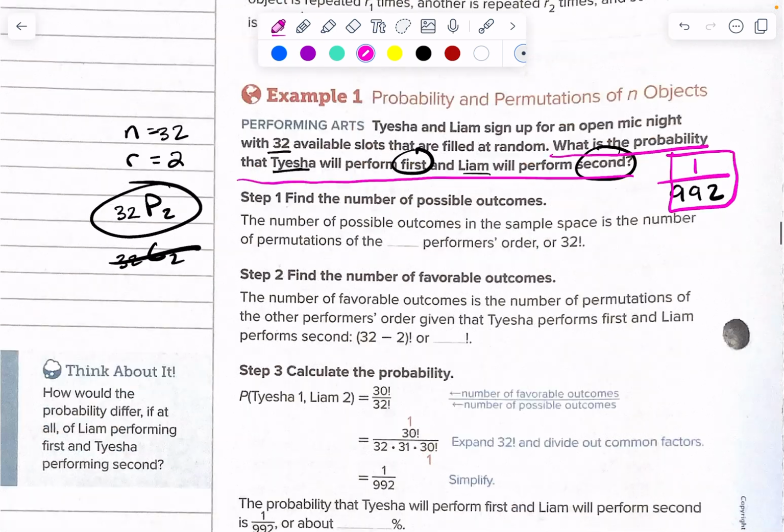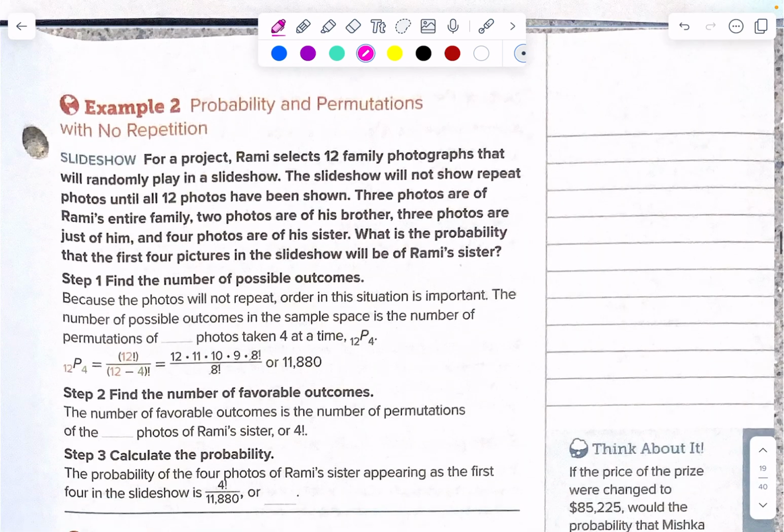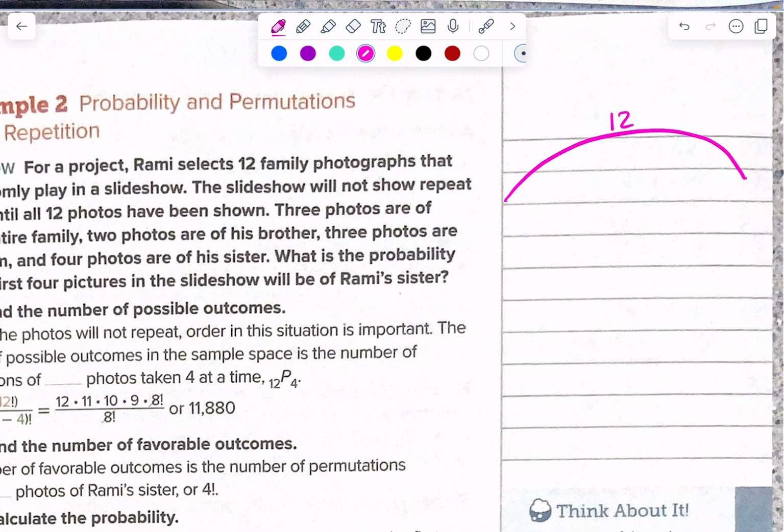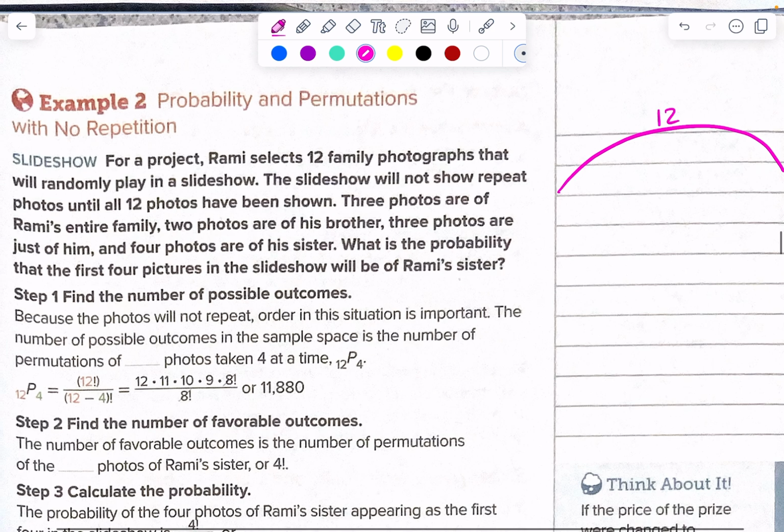Good. Example 2. For a final project, Rami selects 12 family photographs that will randomly play in a slideshow. Okay, so we've got 12 photographs total. They say the slideshow will not repeat until all 12 photographs have been shown. That's not trying to confuse you. That's just making the problem easier. So don't ignore that.